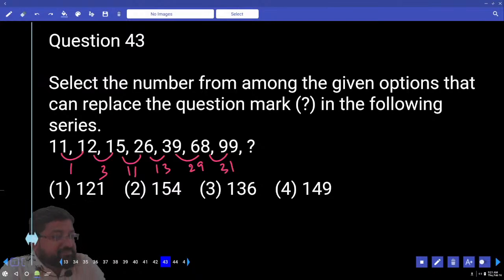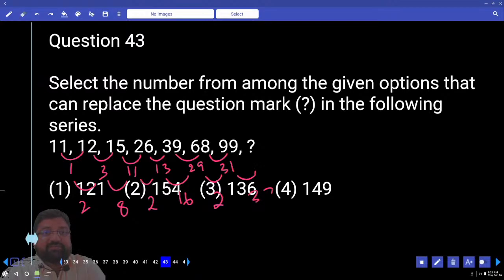అంతా బాగానే ఉంది కానీ నాకైతే ఏం అర్థం కాలేదు. అప్పుడు ఏం చేస్తాను నేను? Difference of difference. How much is this? 2. How much is this? 8. How much is this? 2. How much is this? 16. How much is this? 2. What should be my next number? 8, 16, 32. 31 plus 32.